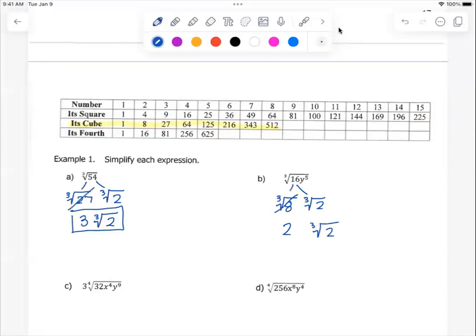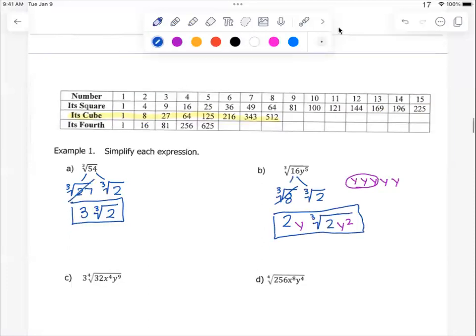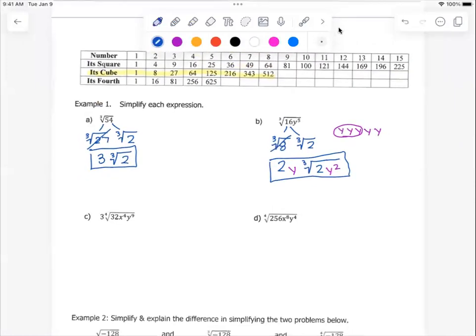With square roots, you saw that I looked for perfect pairs. So we have 5 y's. With cube roots, you're looking for how many groups of 3. So I can pull out one group. So that would just be y to the first power, or just y. And notice there's 2 y's left over, so y squared is left inside. And that would be my answer. So for cube roots, you're looking for groups of 3.